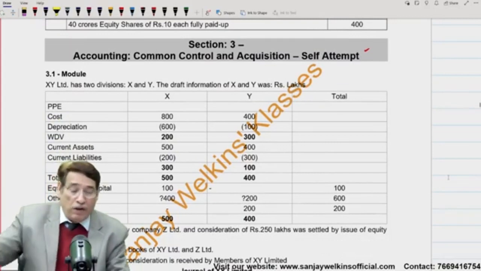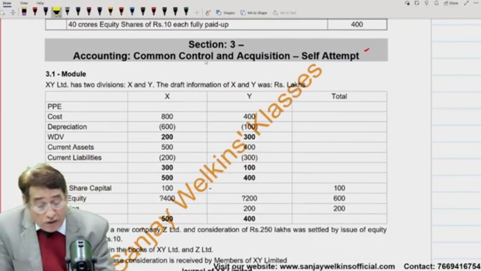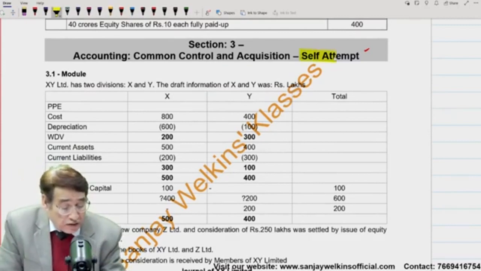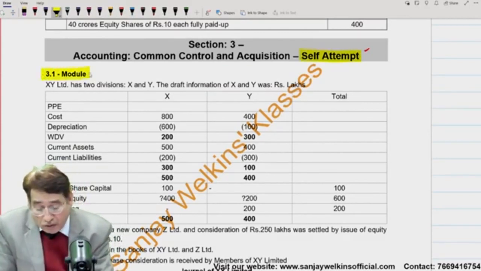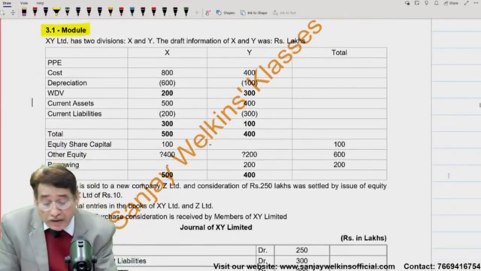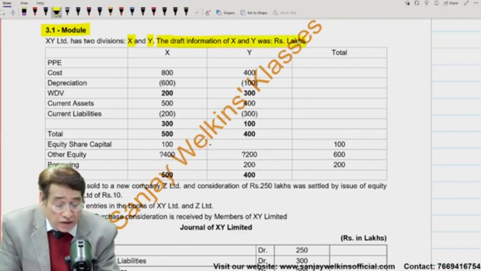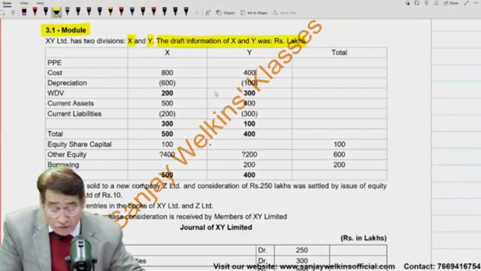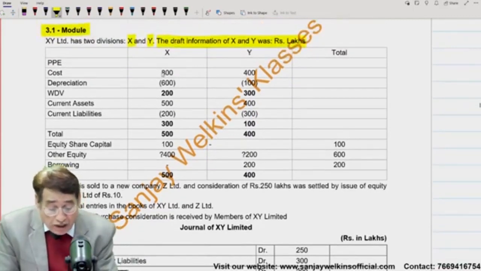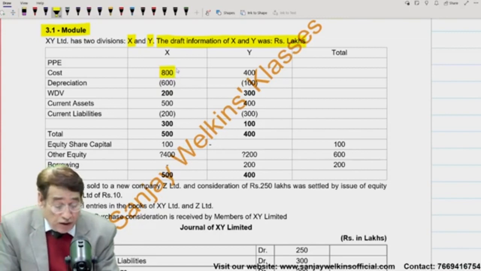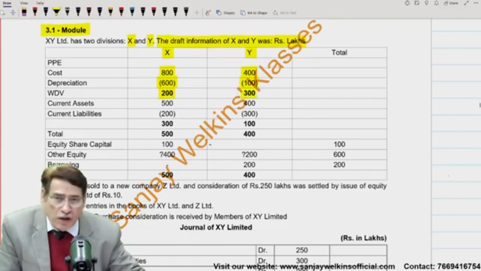Now, let's have a look over these two questions. Although it is self-attempt, I have kept this unit as a self-attempt one. 3.1, taken from module: XY Limited has two divisions, X Limited and Y Limited. The draft information of X and Y Limited is given and figures are in rupees. Property, plant and equipment, as far as this division is concerned, it is having plant at a cost of 800 and this one is 400. Depreciation is this much, but we are more concerned with the written down value. So far, information is related to only one item.